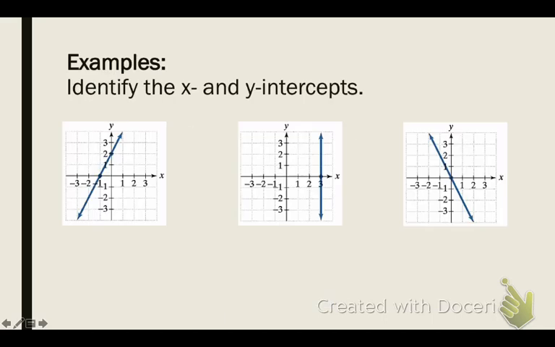Identifying the x and the y intercepts. In some cases, you may only have one intercept. Like in the first case, you have an x-intercept and then you have a y-intercept. Okay, you can plug values in. Just plug in 0 for x if it's a y-intercept, and then vice versa for the x-intercept. In some cases, like on the second one, you don't have a y-intercept. It's just a vertical line. And then in some cases they may be at the same point. It may be at 0, 0. It may run through the origin.